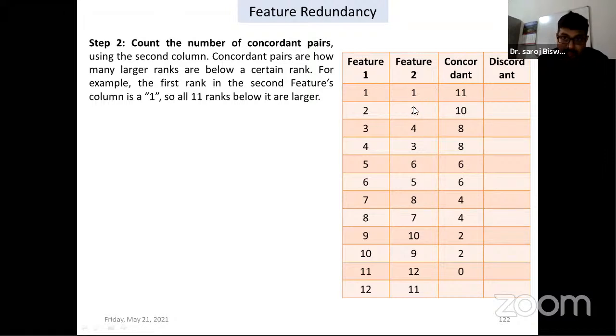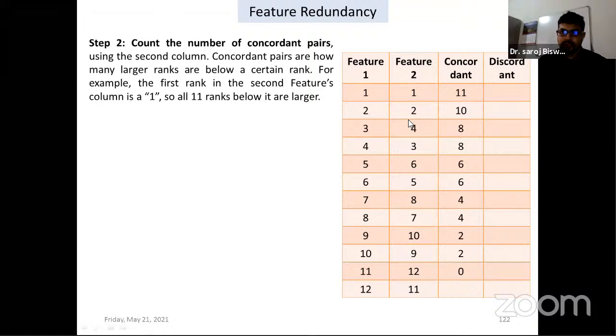Below 1 we have a 2, which is larger. 4 is again larger than 1. So 2. 3 is again larger than 1. This is 3, 4, 5, 6, 7, 8, 9, 10, 11. That's why the concordant of 1 is 11, so this 11 has to be written here. Similarly, we have to find the concordant for all the ranks of feature 2.